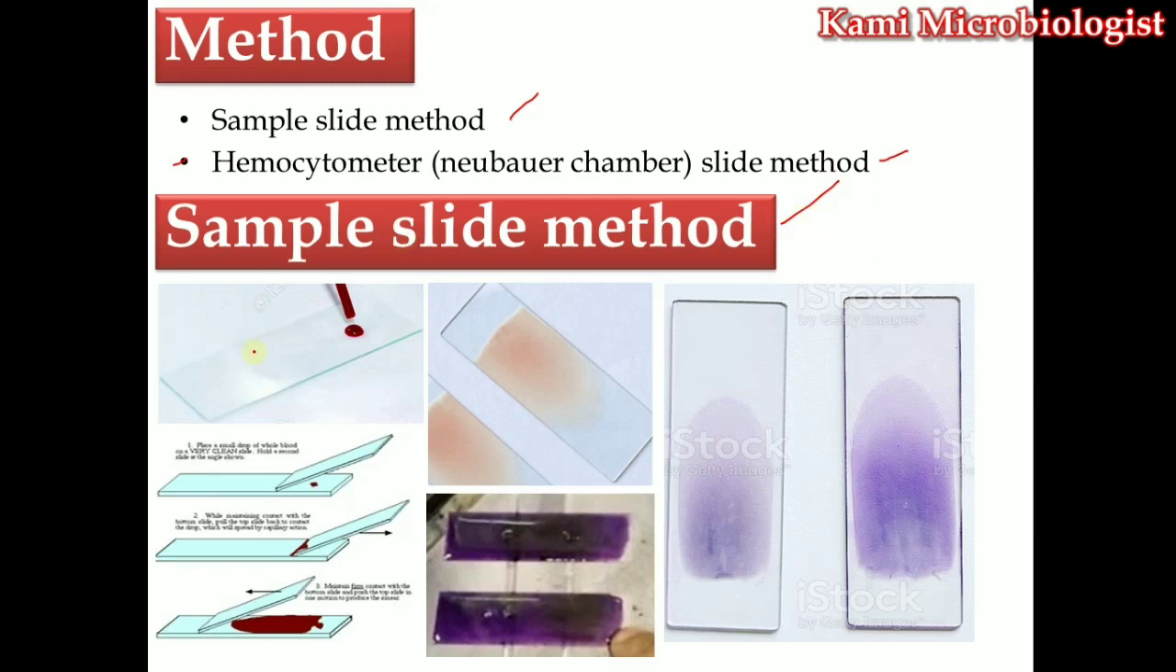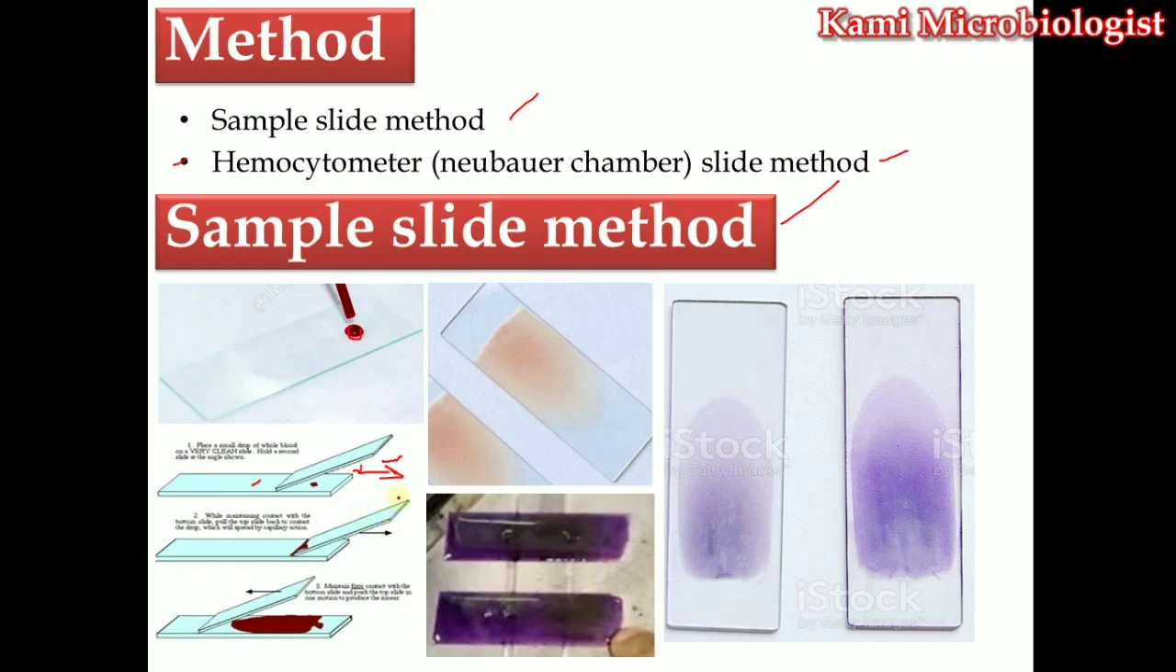First, let's see the simple slide method. In this method, first of all you take the slide, as you can see, and place the blood drop. Once you have the blood drop, you have to make the blood film or blood smear. How do you make it? First, you take the slide that contains your blood drop, and then you put the next slide at almost a 45 degree angle, as you can see in the picture.